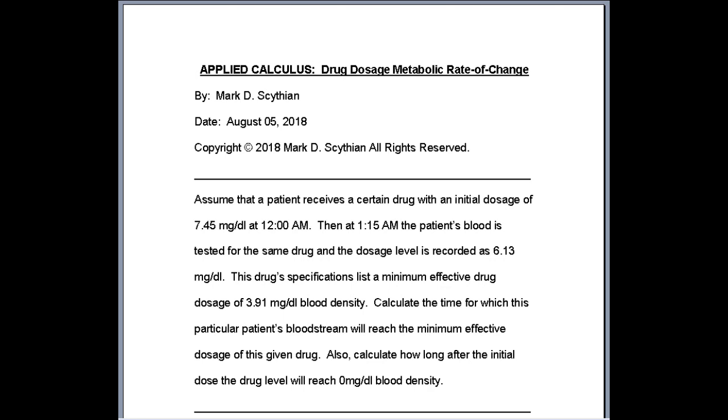Calculate the time at which this particular patient's bloodstream will reach the minimum effective dosage of this given drug. Also, calculate how long after the initial dose the drug level will reach 0 milligrams per deciliter blood density.